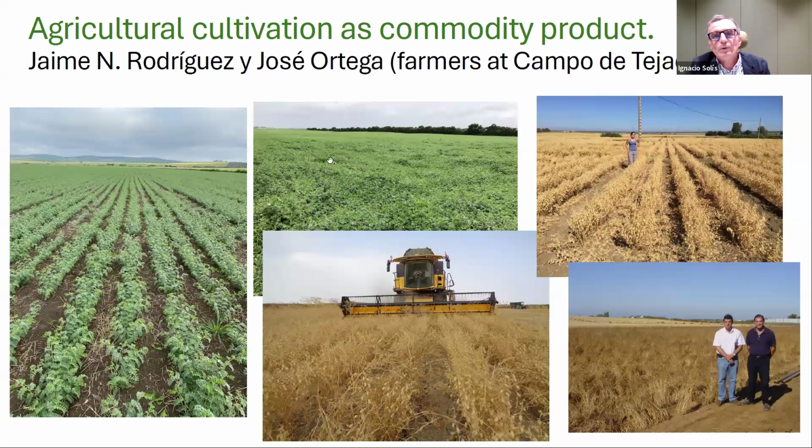The next step is the cultivation in the field of the farmers. Two farmers, Jaime Rodriguez and José Ortega, from the cooperative Campo de Tejada, talk about the problems they found when growing chickpea in Spain. The main problems are diseases, Fusarium and Ascochyta, which we are trying to resolve, but also orobanche, problems with weeds, with cycles, with drought, and so on.